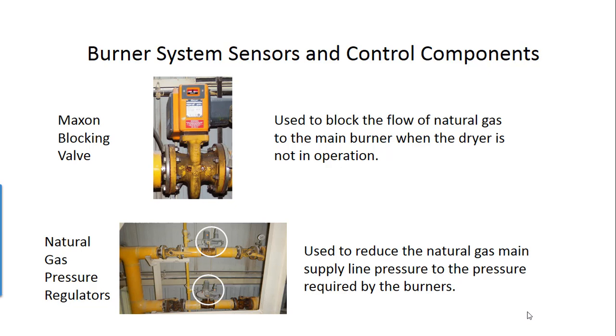The bottom is showing the natural gas pressure regulators. They are used to reduce the natural gas main supply line pressure to the pressure required to the burners. And we had briefly touched upon that earlier, mentioning that our incoming pressures would be somewhere slightly below 10 psi, and we're sending between 1 and 2 psi to the pilot and to the main burner. And again, if something happened with one of these, that could be a source of high gas pressure, which would be sensed through the safety features and shut the system down.